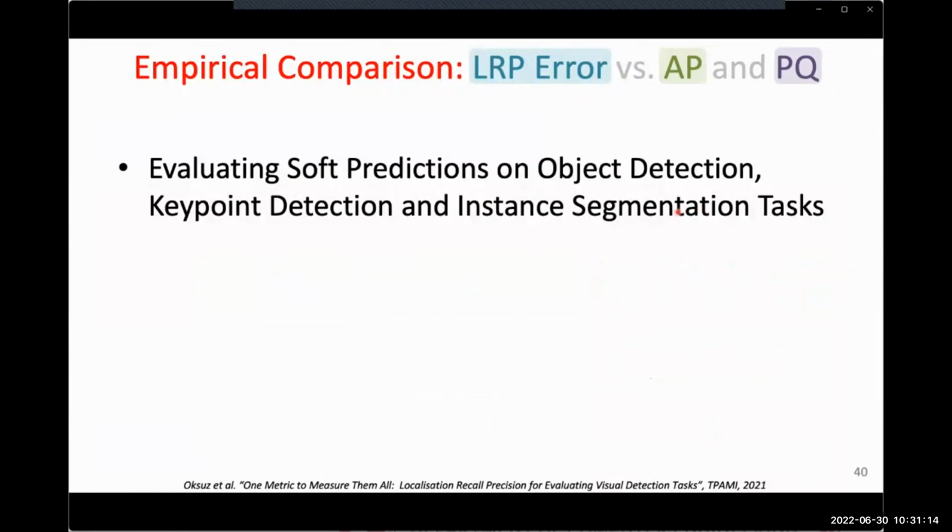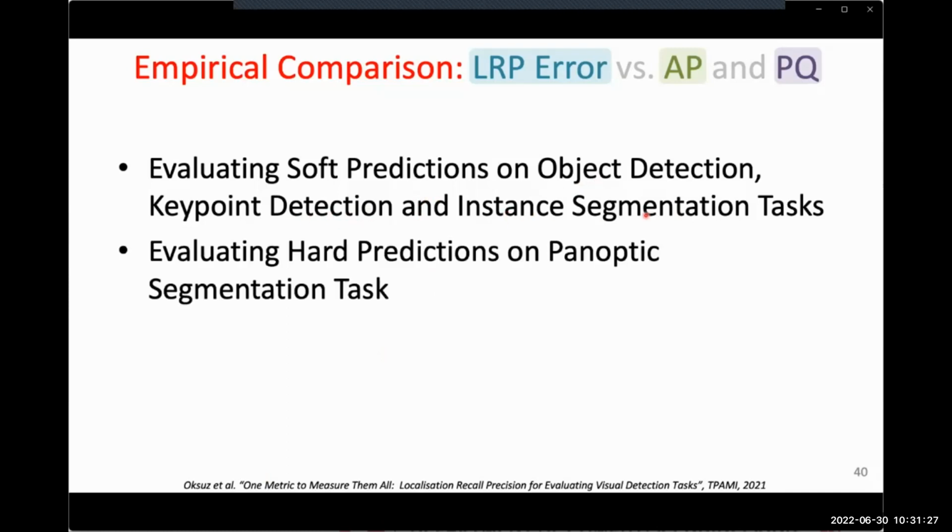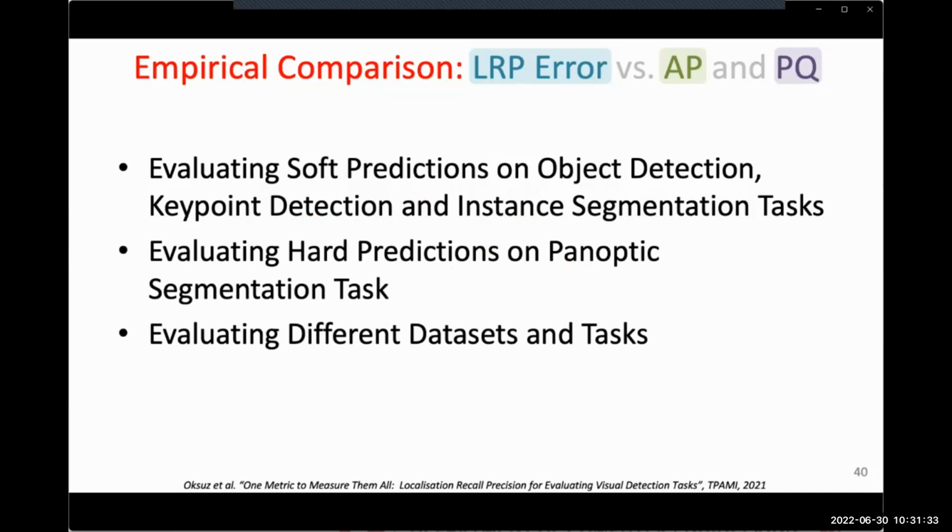Now let us look at some experiments that illustrate the use of these measures. We can look at soft detection problems, such as object detection, key point detection, instance segmentation. We can analyze and compare these measures on hard detection problems, such as panoptic segmentation. We can analyze these measures on different datasets and different detection tasks. And we can show that LRP actually can be used for optimally thresholding a detector.